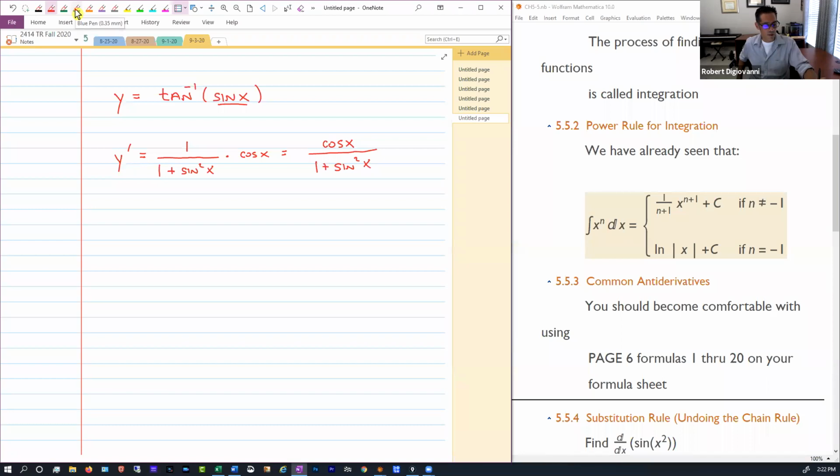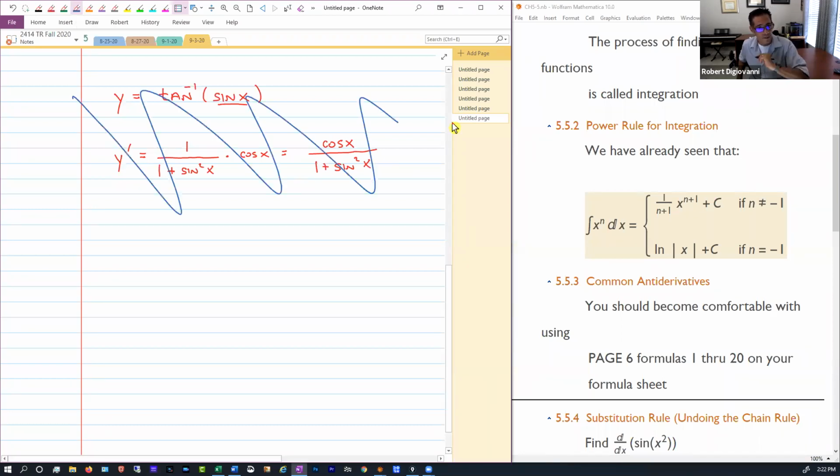All right, now we're going to act like we didn't do that. And we are going to try and find the antiderivative of cosine x over 1 plus sine squared x dx. What you see in yellow here is the notation that's telling you to go find the antiderivative. Now, do we know the answer? The answer is arctangent of sine of x plus c, but we're acting like we don't know that.